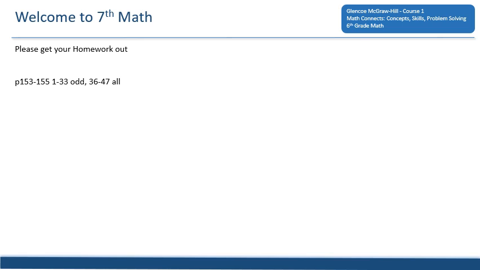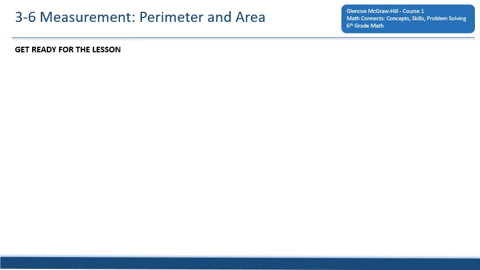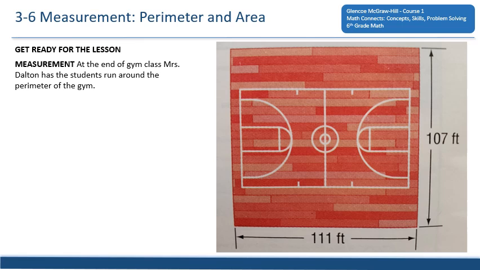Welcome to 7th grade math. Measurement. At the end of gym class, Mrs. Dalton has the students run around the perimeter of the gym. If the students run around the gym 5 times, how far would they run?